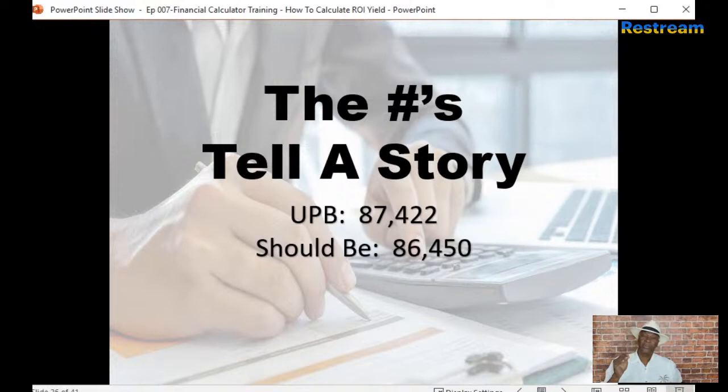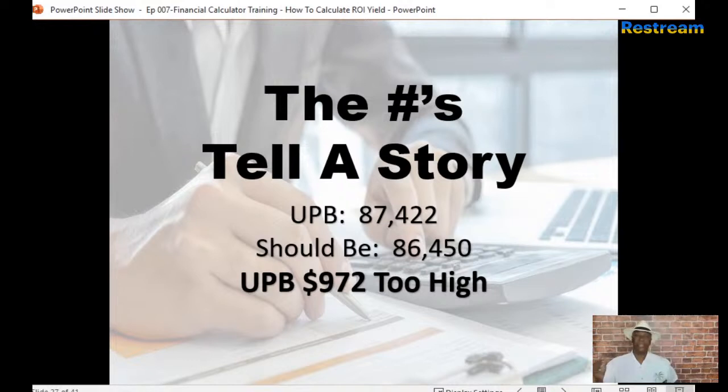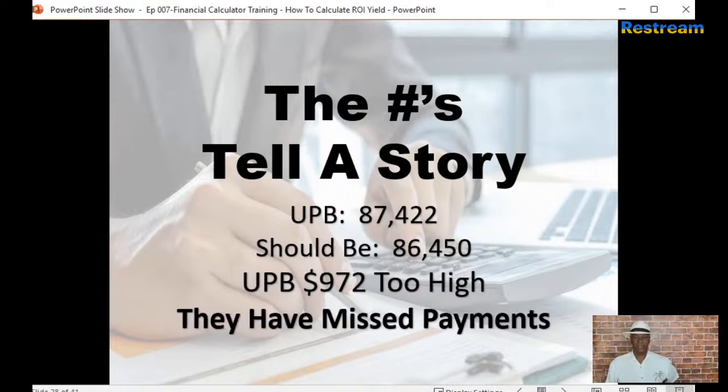Right? Think about that. Well, if they missed a few payments in there, right? That's what it's talking about. Their balance is $972 too high. That tells me that they must have missed some payments along the way. Because if they had made all of their payments, their balance would be $86,450, but it's not. Okay? They've missed payments. And so that is something that could have happened.